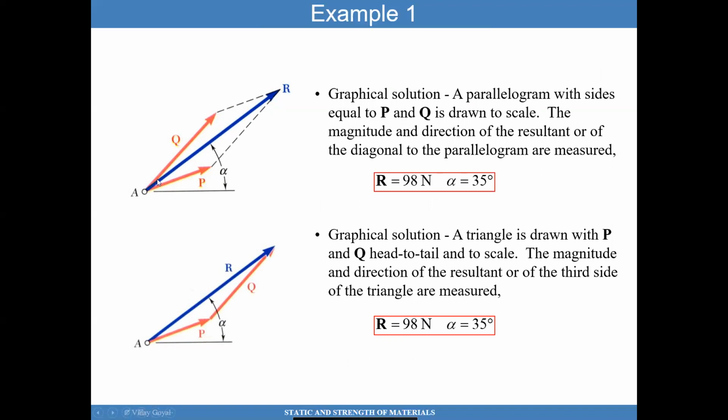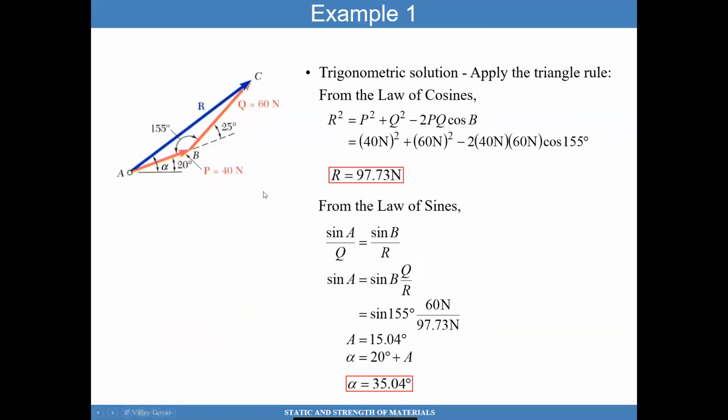There are other ways to approach it. You can take this vector Q and just find its components in the X and Y directions by projecting it into the X and Y directions. You can take vector P and project it into X and Y directions as well. Add P and Q in that manner, and then calculate the magnitude of P plus Q, that vector, which is going to be exactly this vector R. And you will get 98 newtons and an angle of 35 degrees.